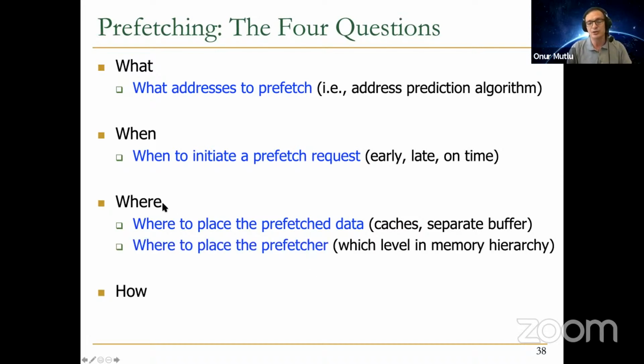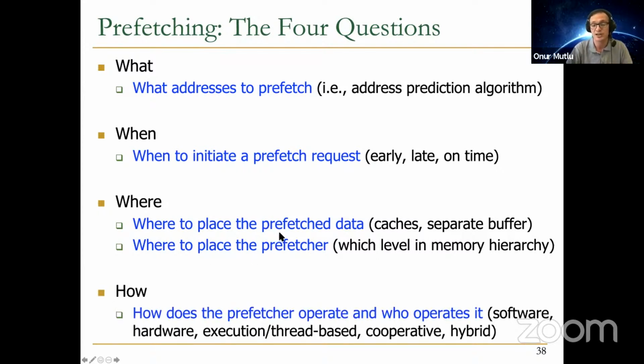And then there are actually multiple where to place the prefetcher, which level in the memory hierarchy. I showed you an L2 prefetcher earlier, but as I said, it could be multiple levels. So there are actually multiple other where questions that I'm not asking over here, but these are the 2 major ones. And then how is also very important, because how relates to how does the prefetcher operate and who operates it? Is it the software? Is it the hardware? Is it an execution or thread-based prefetcher? We will talk about an example of it. Is it cooperative between software and hardware? Is it a hybrid of all of them or multiple of them? And usually in existing systems, it's a hybrid of them today. So it's a very rich area, as you can see.